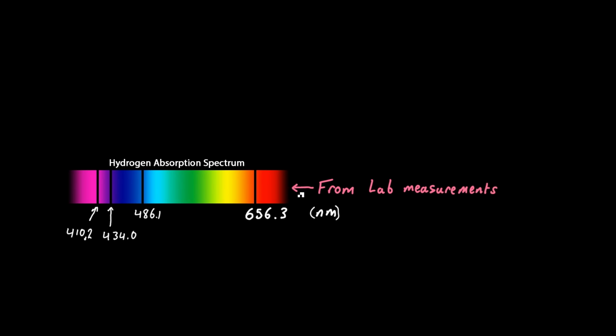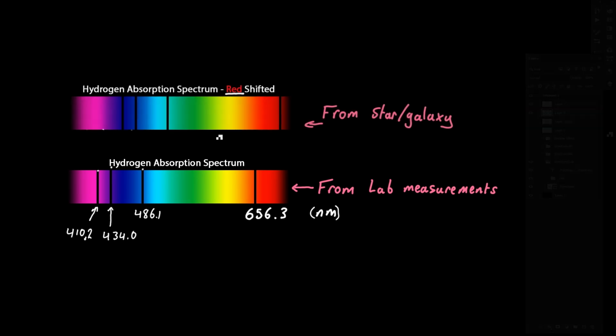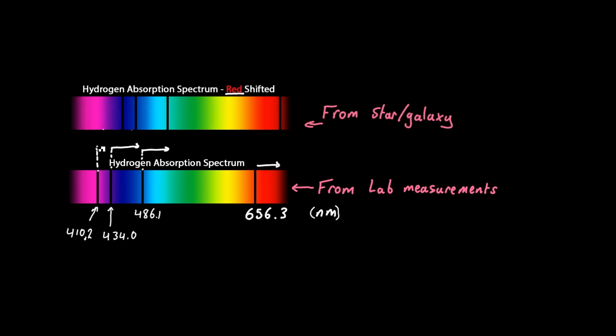However, something strange happens to an absorption spectrum when we receive this light from a distant star. We find that these black lines have either been shifted to the red end of the spectrum or to the blue end of the spectrum, depending on how fast the star is moving away from the Earth or towards the Earth. So this absorption spectrum has either red shifted or blue shifted.